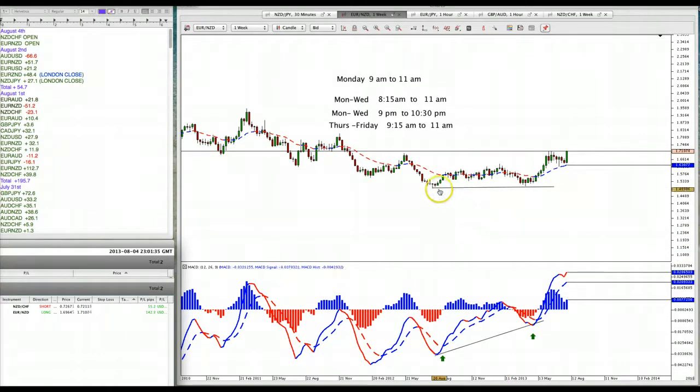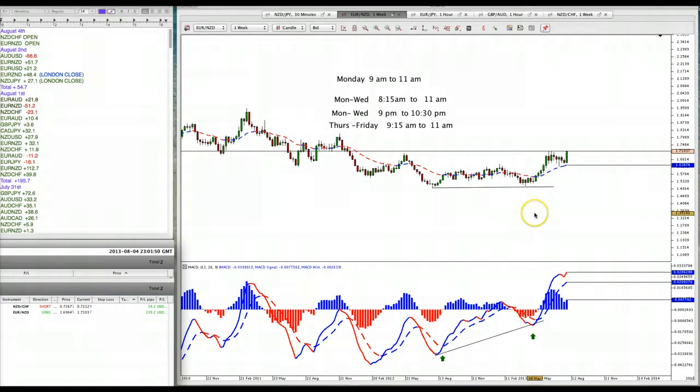This is a divergent setup that you see in front of you, and that is on a weekly chart. Normally when you see divergence on a weekly chart, the markets tend to move at least a couple of months at a time in that direction.